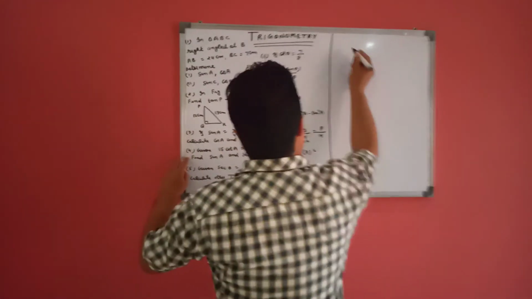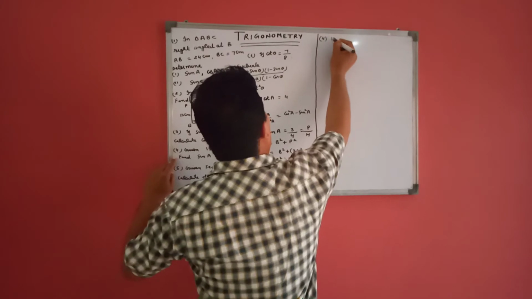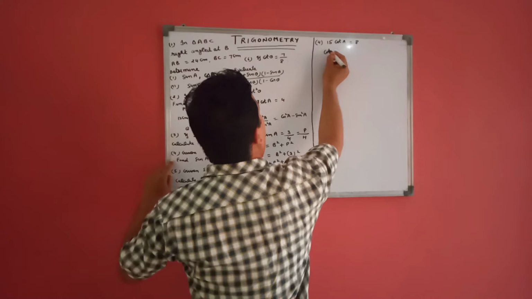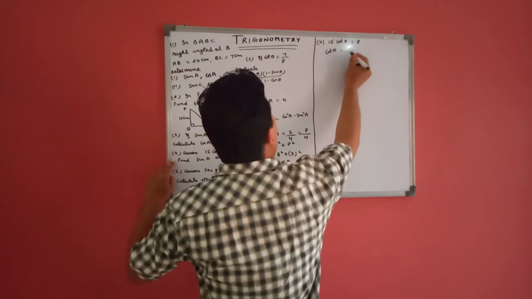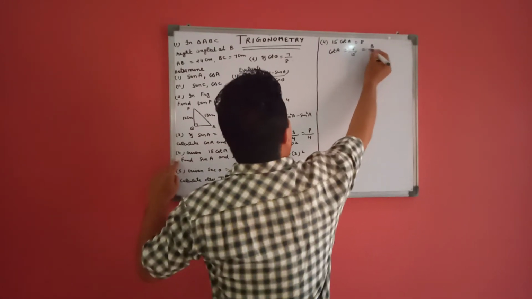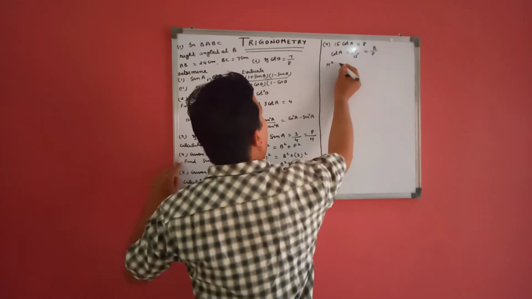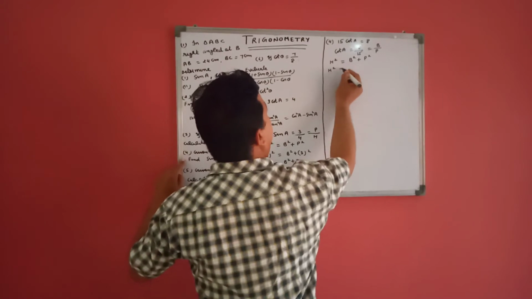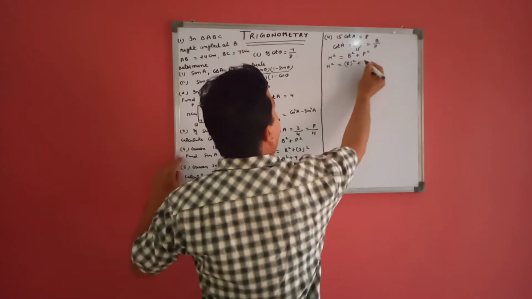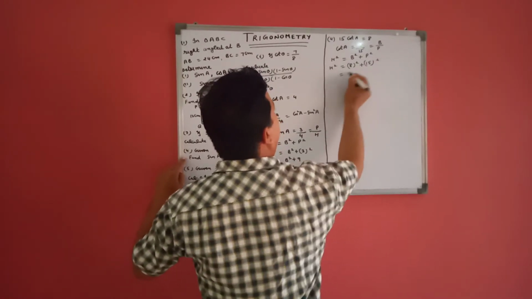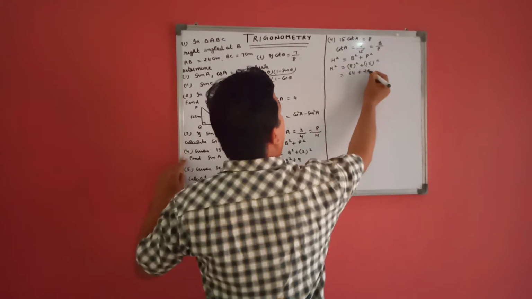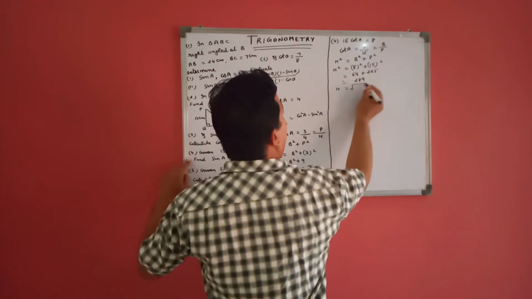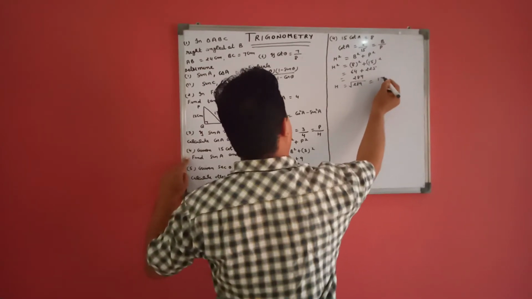In question number 4, we have 15 cot A equal to 8. That is cot A equal to 8 by 15, which is base over perpendicular. Then according to Pythagoras theorem, h square is equal to b square plus p square. 8 square plus 15 whole square. This is 64 plus 225. It's equal to 289. Square root of 289 is 17.